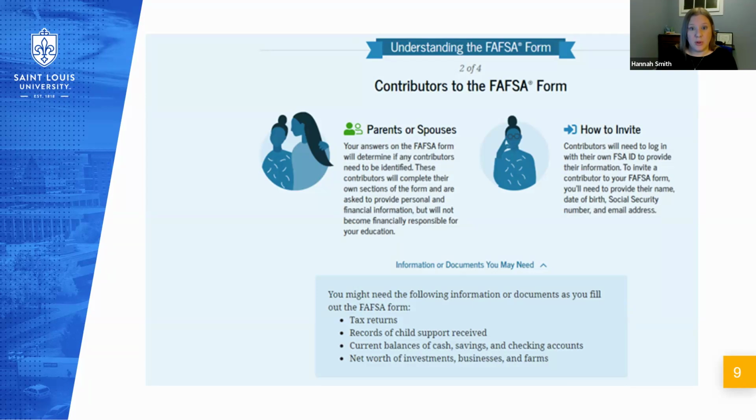Students and parents will also need to report some asset information like current balances of cash, checking and savings accounts, and investment net worth, and businesses and farm net worth. So having that information readily available will also be helpful to expedite when you're actually filing the form.